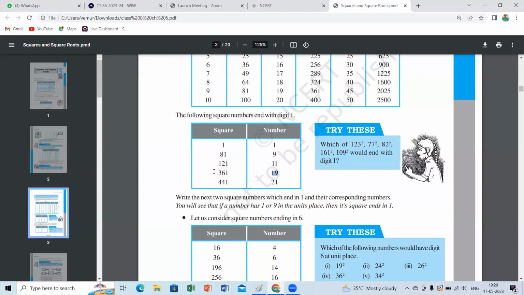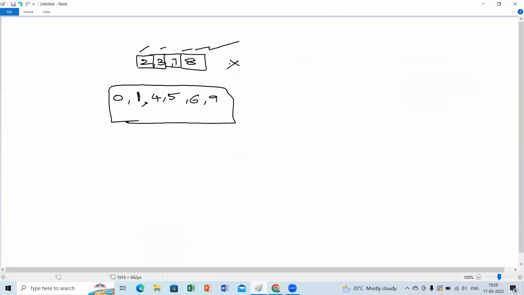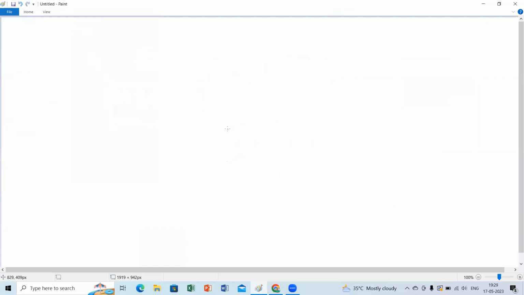The square of the number, that means the units place of the square of the number, is always 1. If any number has 1 or 9 in its units place, the square of the number always ends with 1, children. Please remember that point. You can write it in a table format also, children: number and square numbers, units places.